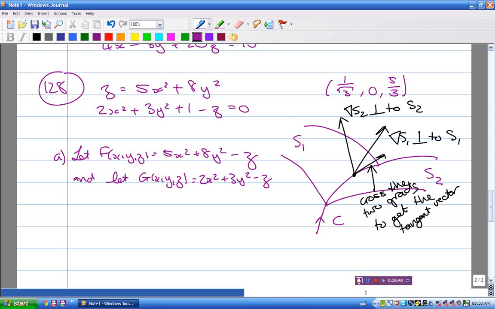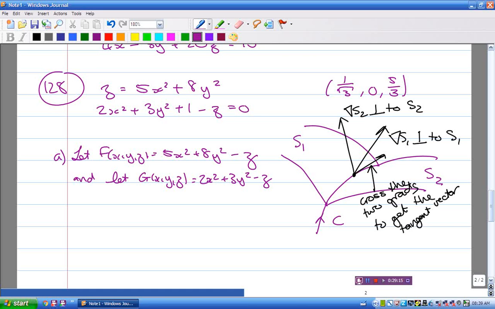But simultaneously, that tangent vector is orthogonal to the other grad, because it's lying on the other surface as well, so it must be orthogonal to the other gradient. So the tangent vector, which is what I'm looking for, is orthogonal to gradient 1. It's also orthogonal to gradient 2. So if I cross the two gradients, I will get a vector that's orthogonal to both the things that I was crossing, and hence is parallel to the tangent vector. So it's kind of subtle, but there you go.